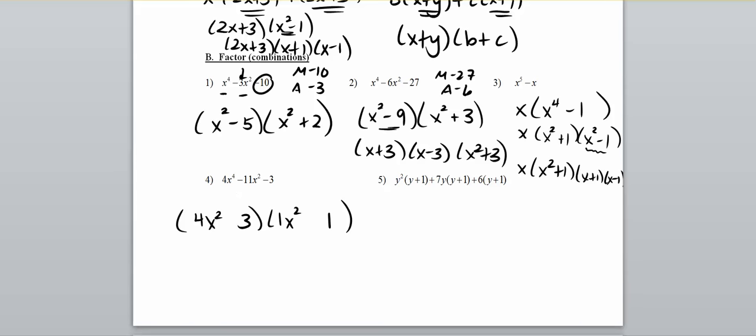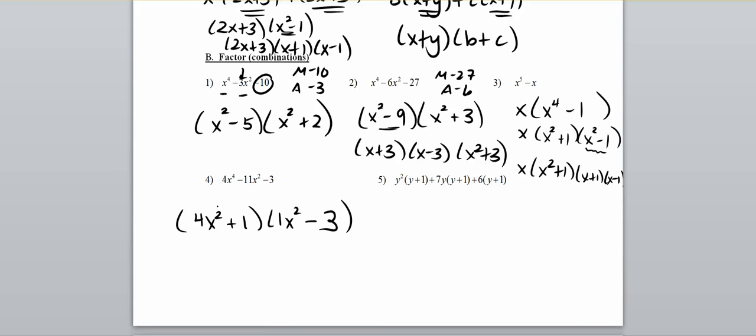So the only other change I can make was instead of having the 3 here and the 1 here, let's go ahead and switch those. So let's put the 1 here and the 3 here, and let's FOIL it back out. 4x squared, that would be 12 and 1. Well, 12 and 1 can definitely get me 11. If I want negative 11, I want my 12 to be negative, and I want my 1 to be positive. So I have 4x squared plus 1 and x squared minus 3. And that's it.